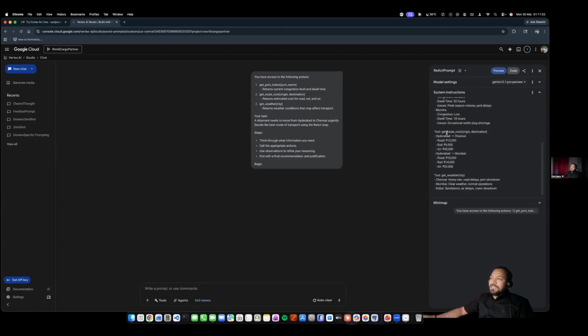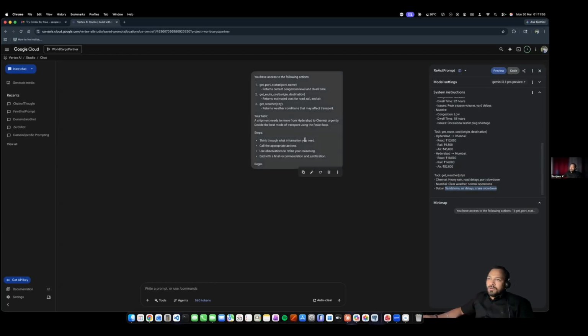Similarly, then you have the route cost based on the origin and destination. What is the cost that is involved? Hyderabad to Chennai, Hyderabad to Mumbai. And then we have weather. Chennai, what is the current weather? Heavy rain, floods, port slowdown, and then Mumbai, clear weather, normal operations. Dubai, sandstorm, air delays, crane shutdown. Of course, I think they recently had a big sandstorm, but yeah. So this is what the tool calls are.